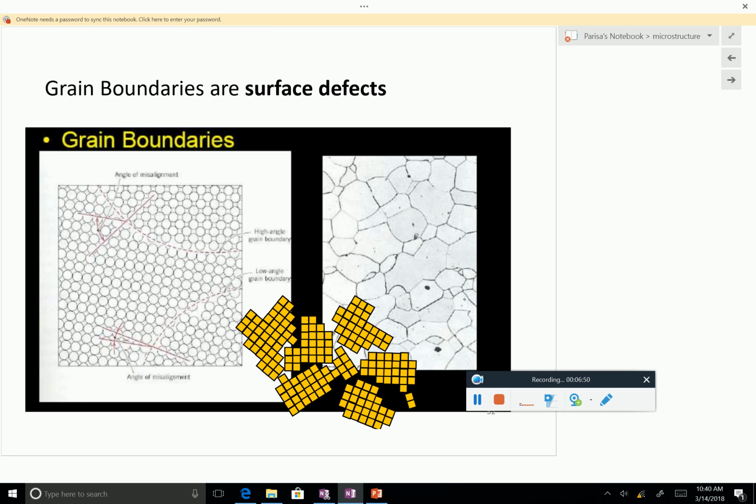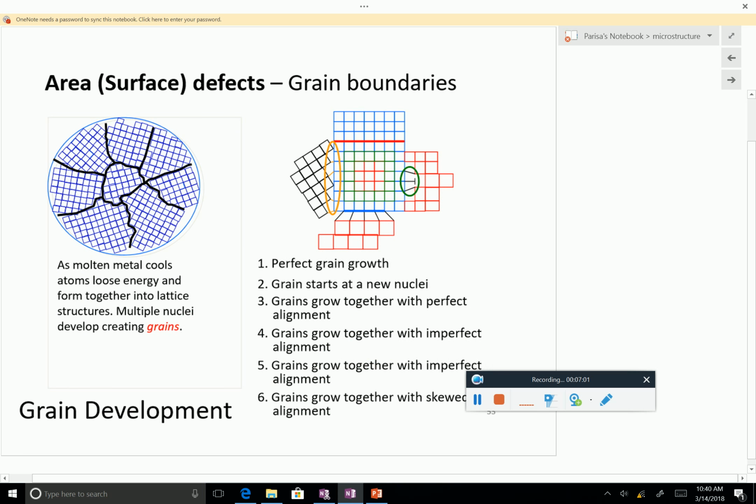You have grains and you have boundaries. And you can have precipitants and defects along these boundaries. And these are the area kinds of defects. And why do they happen? Because when you have nucleation, when you have multiple grains, from the top part, when you have different nucleation, it may occur that everything is perfect.